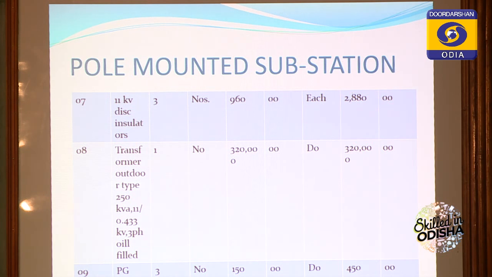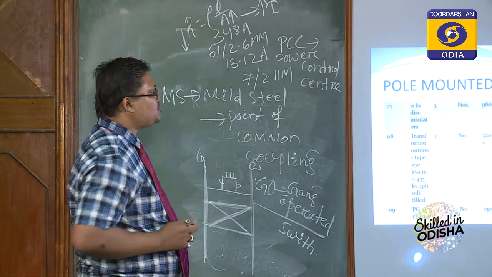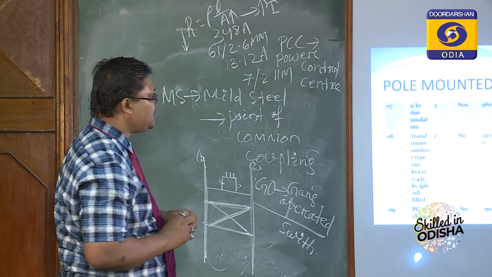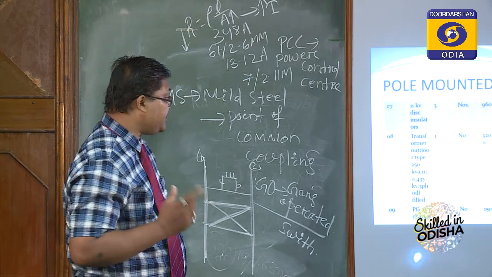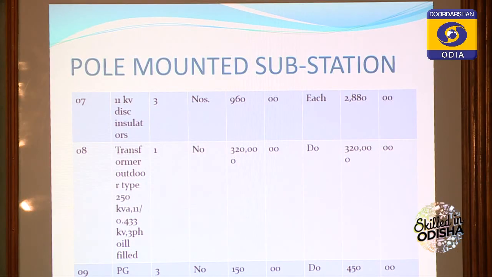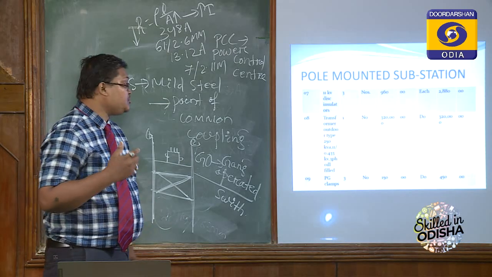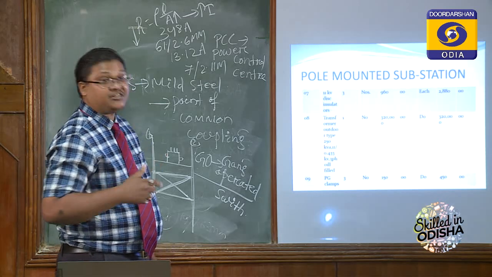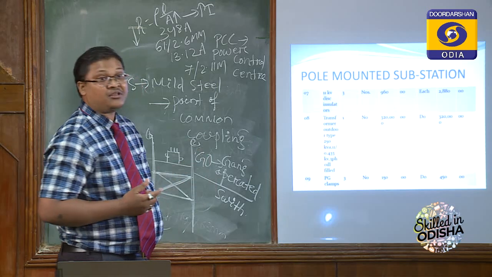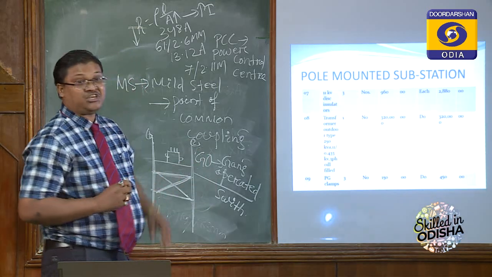Next, this is the specification of the transformer which is mounted on this H-type pole. This transformer is mounted on this H-type structure, and the specification is an outdoor transformer, 250 kVA, 11 by 0.433 kV, 3-phase oil filled. Oil is provided for cooling purpose. We use oil because the transformer operates for 24 hours, so it needs cooling. Without cooling, the transformer will overheat. To protect the transformer from overheating, we require cooling. So here the transformer used is oil filled.